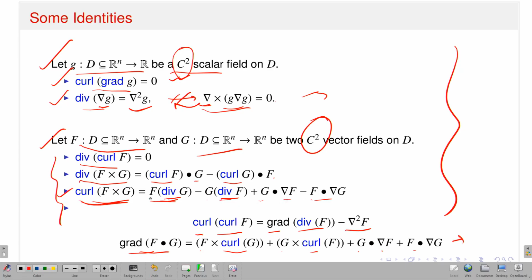Okay. So, F times divergence of G. Suppose you know how to calculate the divergence. Once you know the divergence, then take capital F times divergence of G, G times divergence of F, and then the dot products of G with gradient of F and F with gradient of G, and you will be able to get curl of F cross G. So, these are the formulas. There are some problems you can calculate through these formulas.